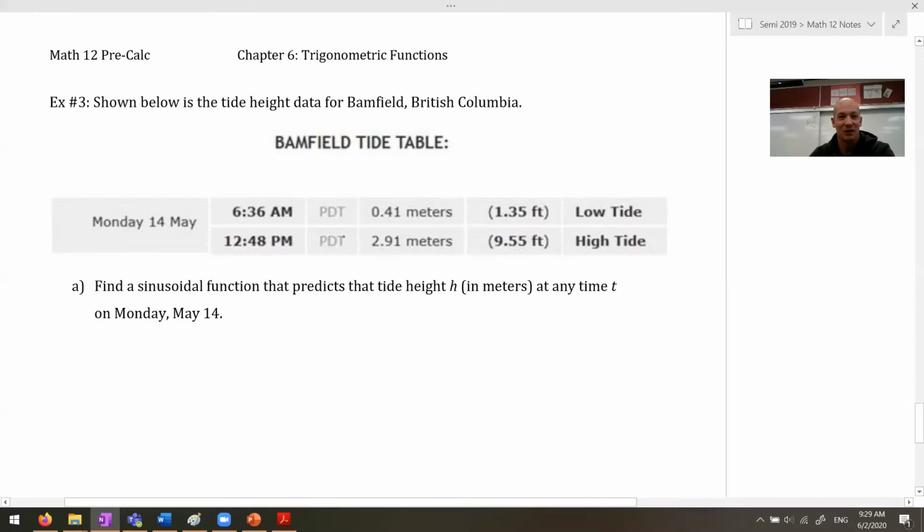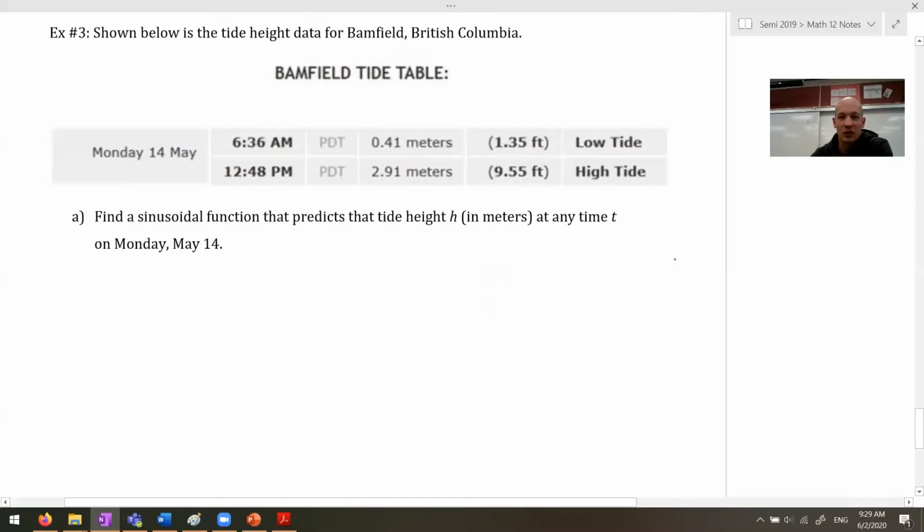Okay, so anyway, let's find a sinusoidal function. The first thing I'm going to do with any question like this is get a very rough sketch, because if I can't picture it, I can't do it. So I'm going to do a little sketch here, the height as a function of time. So we're talking about time here.